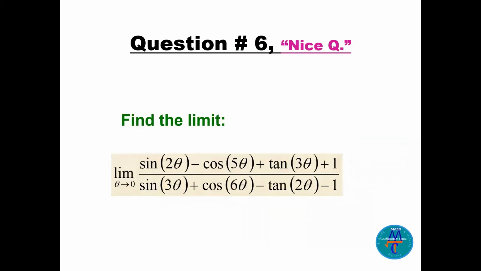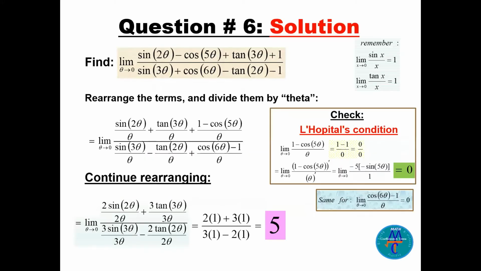Question number 6 is a nice question. Find the limit of all this fraction. The limit of sine of 2 theta minus cosine of 5 theta plus tan of 3 theta plus 1, over sine of 3 theta plus cosine of 6 theta minus tan of 2 theta minus 1, as theta goes to 0.